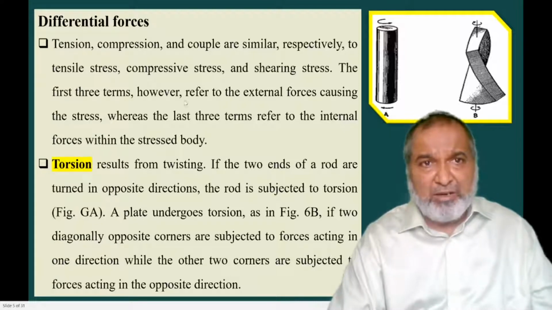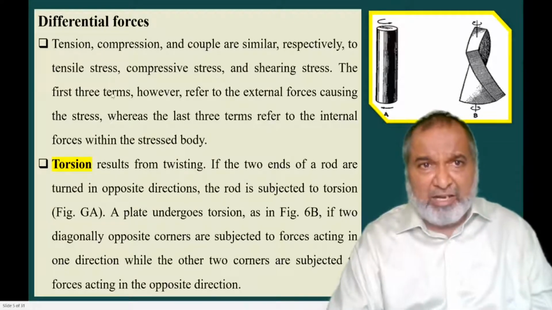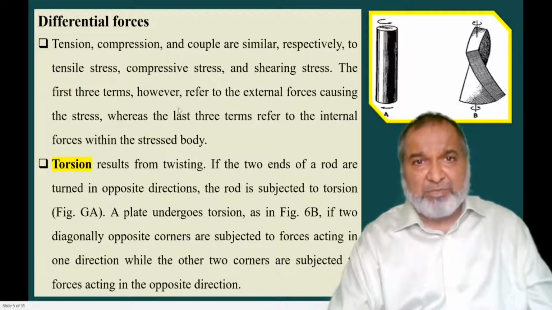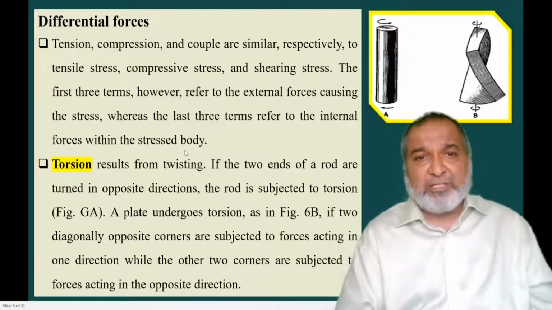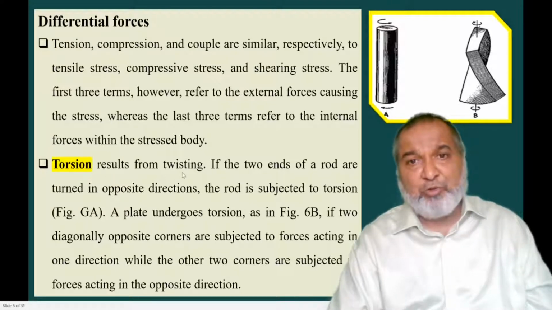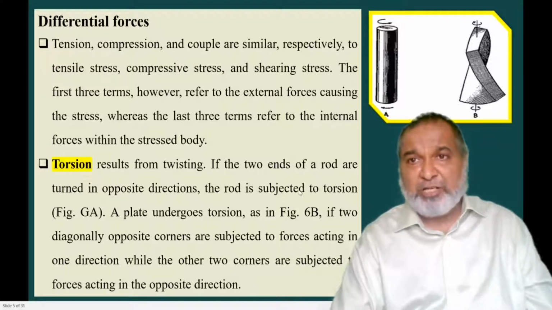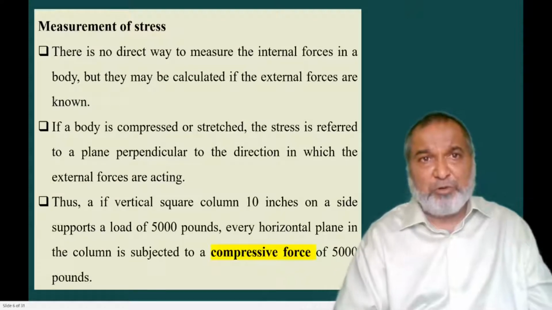Tension, compression, and couple, these three we have seen in the earlier slide, along with tensile stress, compression stress, or shearing stress. The first three terms refer to the external forces causing the stress, whereas the last three terms refer to internal forces within the body. Torsion results from twisting. If the two ends of the rod are turned in opposite directions, the rod is subjected to torsion. A plate undergoing torsion is shown here, with a diagonal, and we twist it in opposite directions.